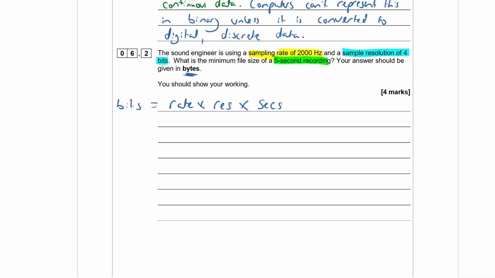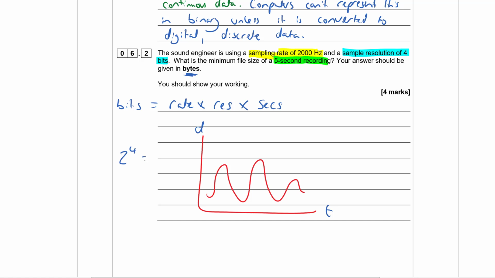So in the context of sound, we can imagine our sound wave on a graph. If our x-axis is time, so as time goes on, the sound wave does this. The y-axis is the distance or the displacement or the height of your wave. And the sample resolution determines how many possible values you can have on the y-axis. So with a sample resolution of 4, you've got 2 to the power 4 possible combinations of volume. So the volume is dictated by the sample resolution, but indirectly. 2 to the power 4 is 16, so there's 16 possible volumes in this example.